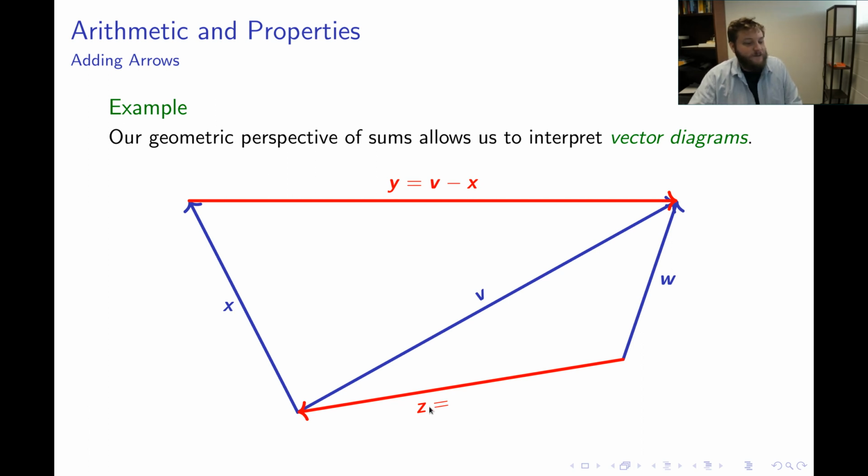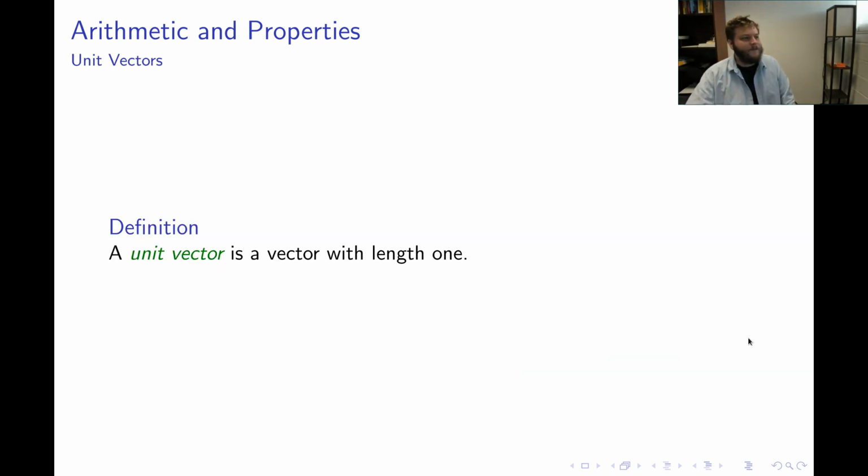Let's play the same game with z down here. The tail of z is the original tail for w. And to get from tail to tip for z, an alternative route would be to go with w, so that's plus w, and then against this vector v, so that's minus v. So that's telling me that z here in this diagram is w minus v. Great. Okay, so let's build some more adjectives now that we have this geometric perspective on vectors.